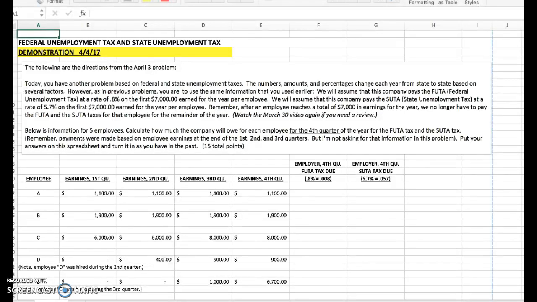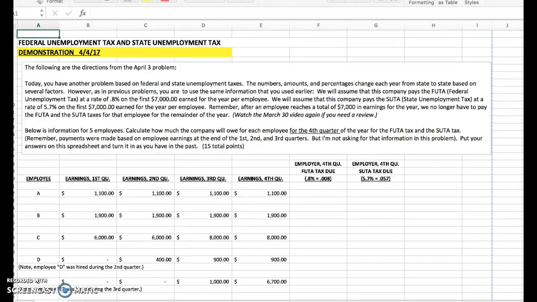The problem here is similar, as I said, to the other problem that you had. I've changed the amounts of money a bit, but the problem itself is similar. A couple things before we get started with this. Remember, the two taxes we're talking about: federal unemployment tax, FUTA, which stands for Federal Unemployment Tax Act, and SUTA, State Unemployment Tax Act, are paid by the employer, not by the employee.